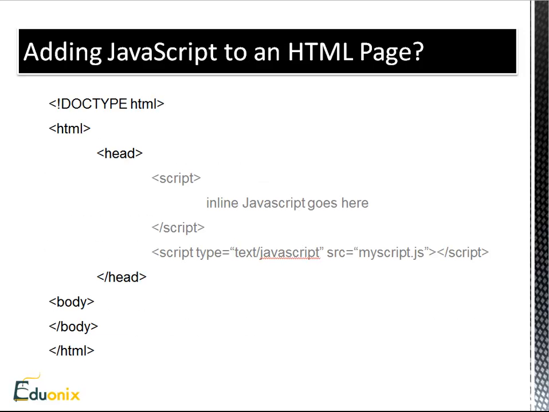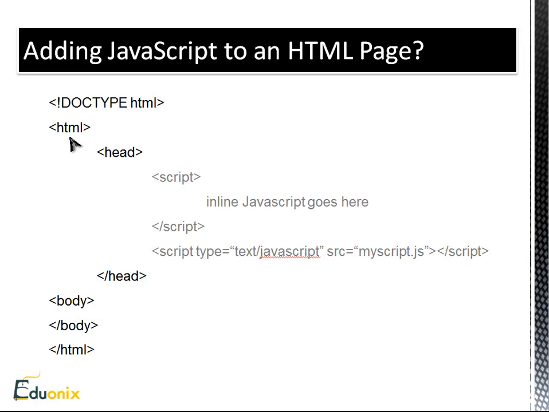So adding JavaScript to an HTML page is fairly easy. You can see we have a basic HTML structure. We have our HTML, head, and body tags, and you can see that within the head tags we have these script tags, and this is where we would put our inline JavaScript. By inline I mean that we're putting it right in the HTML page as opposed to in a JavaScript file. We can do that as long as we have our opening and closing script tags and we include all the JavaScript in the middle.